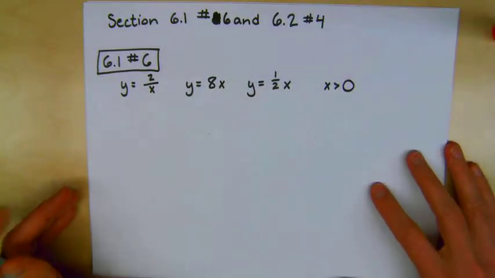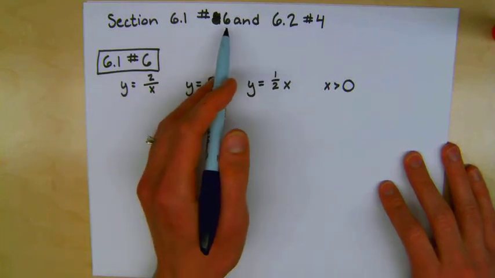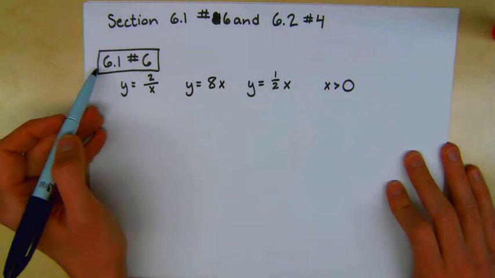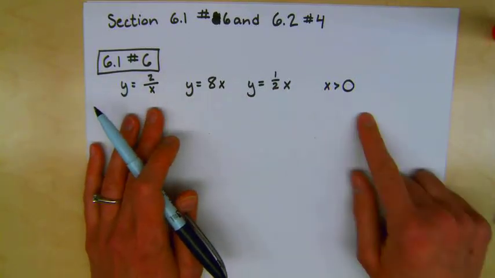So today we're going to talk about questions from homeworks on section 6.1. We're going to talk about number 6, and in 6.2 we're going to talk about number 4. So for section 6.1, number 6, we're asked to find the area bounded by all of these different curves.